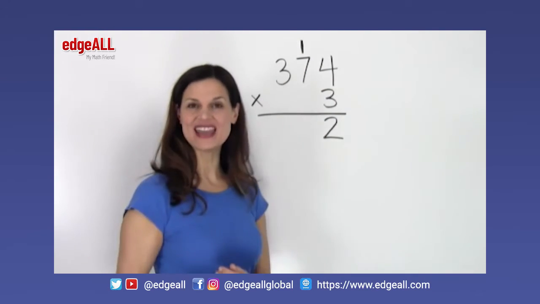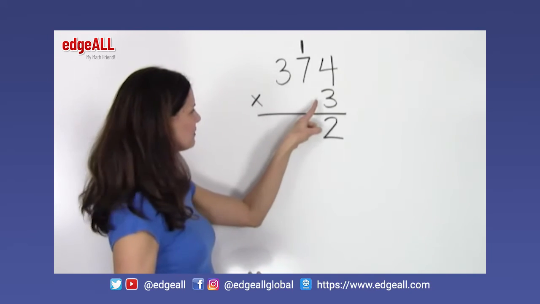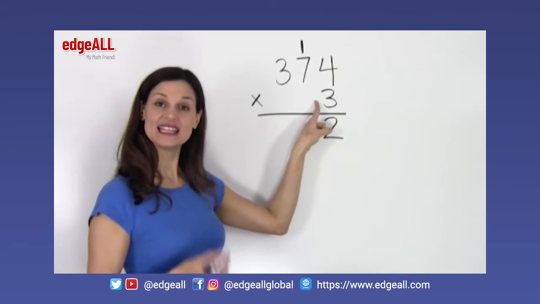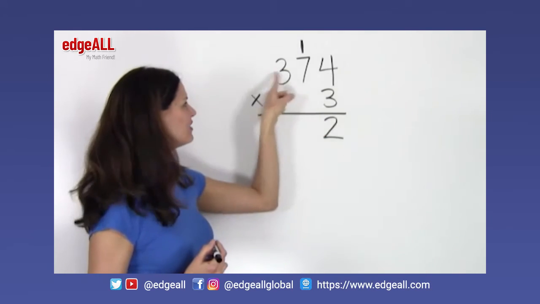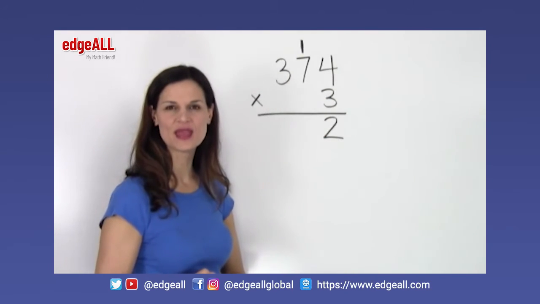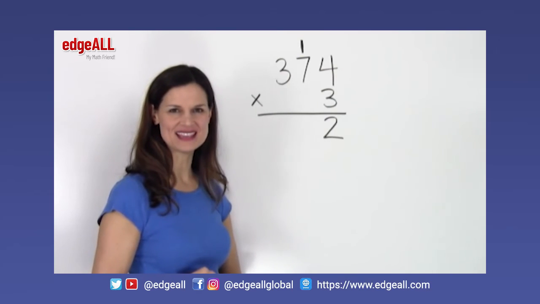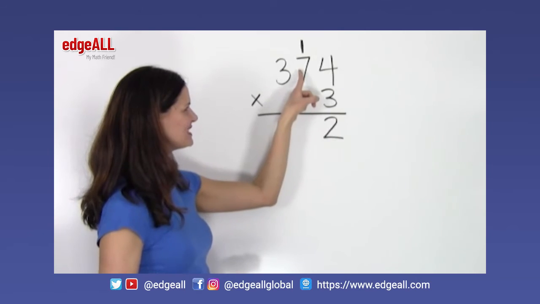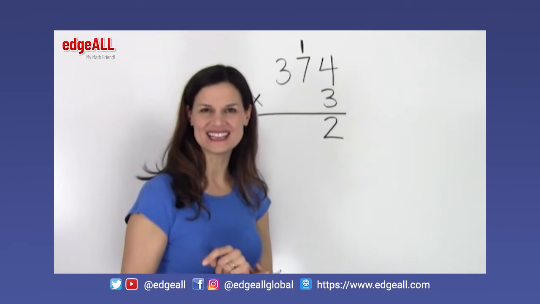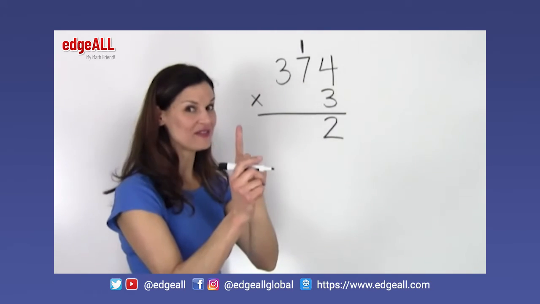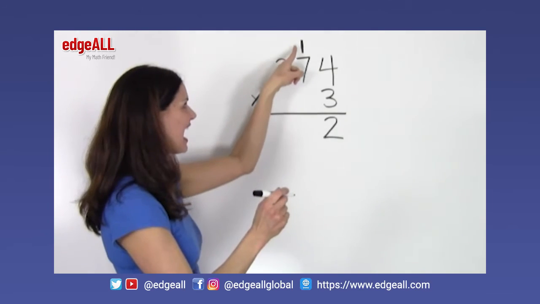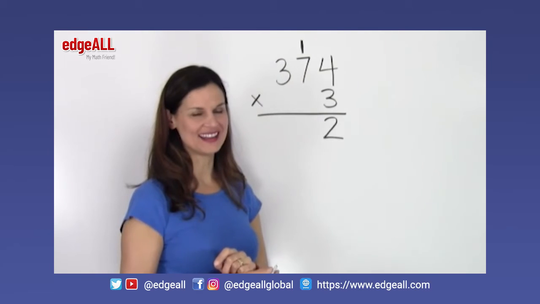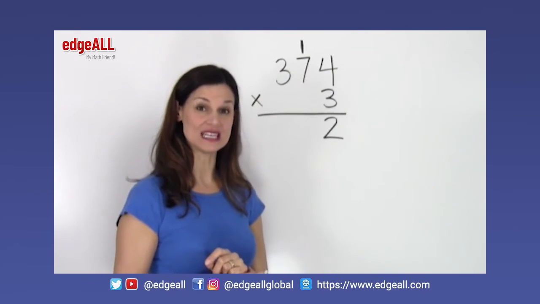So then I move on to my next step, which is now to multiply the 3 by the digit that's in the tens place of the 374. The digit that's in the tens place is 7. And so I'm going to multiply 3 times 7, which I've memorized. It's 21. But I'm not finished yet. Don't forget that I have to add this 1 to my 21. And so I get the answer of 22.